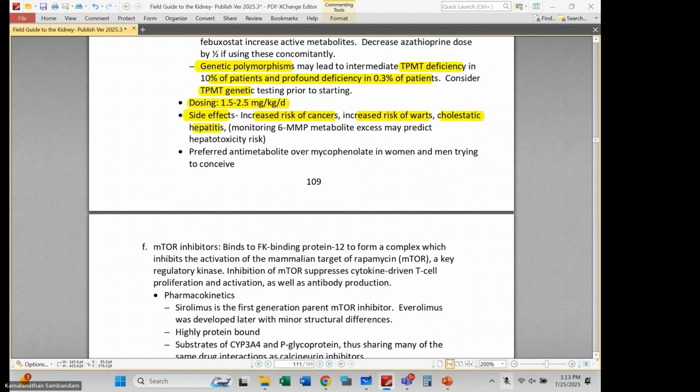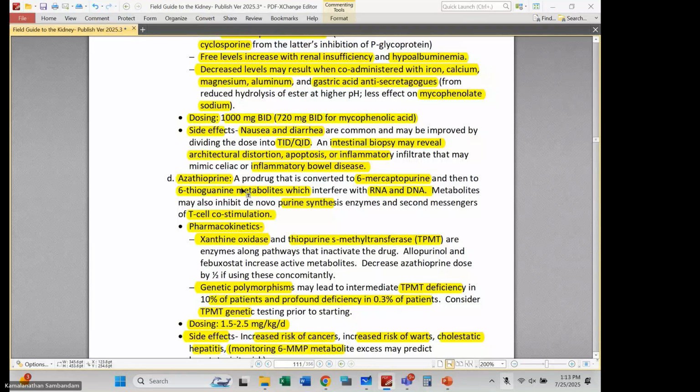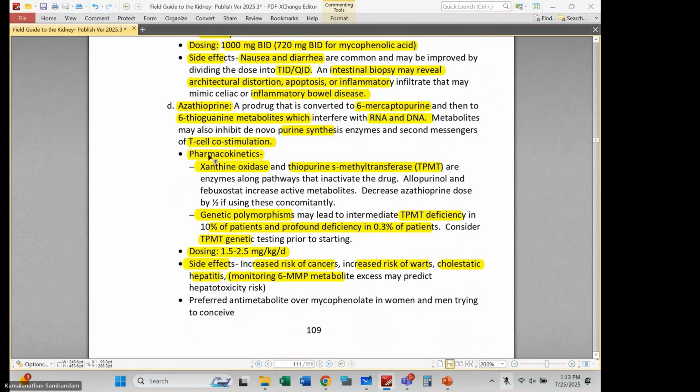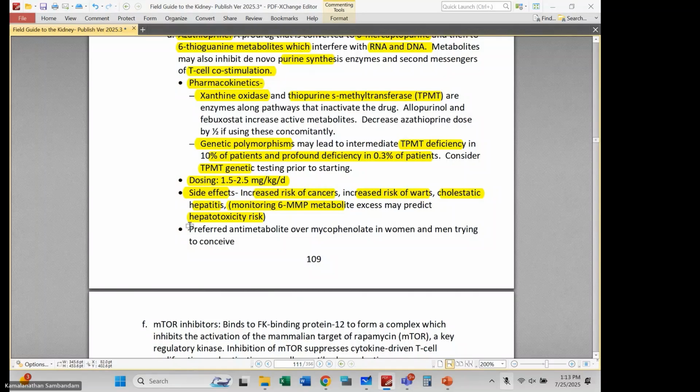You can have this idiosyncratic hepatotoxicity. When you check, you can check thioguanine metabolites. You can measure that. You can send that as a test. It will give you multiple thioguanines, including this 6-MMP metabolite, which correlates with hepatotoxicity. There's a literature in particular in the inflammatory bowel disease literature following 6-MMP metabolites as a predictor of hepatotoxicity.